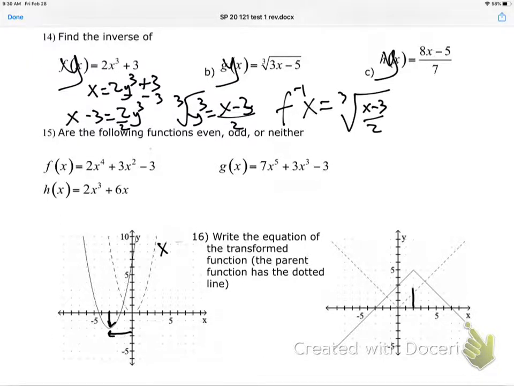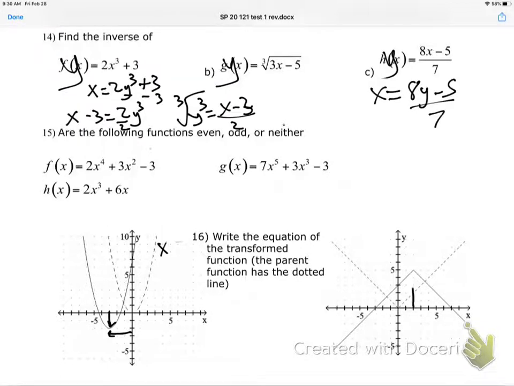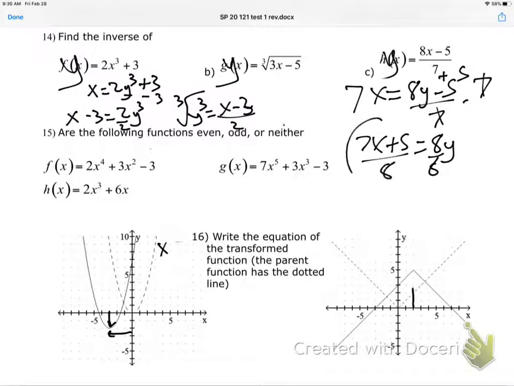Okay? And well, we'll do another one of these. Let's take a look at this. So x equals 8y minus 5 over 7. I just changed the x and the y's around. First thing to do, multiply by 7. Okay? Then you've got to add this 5. So far I've got the 7x plus the 5 equals the 8y. Divide by 8. That is the inverse. So we times by 7, add a 5, divide by 8.